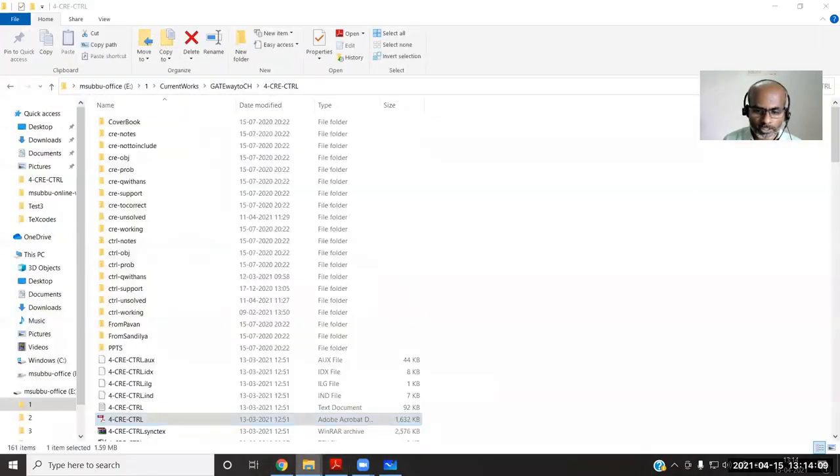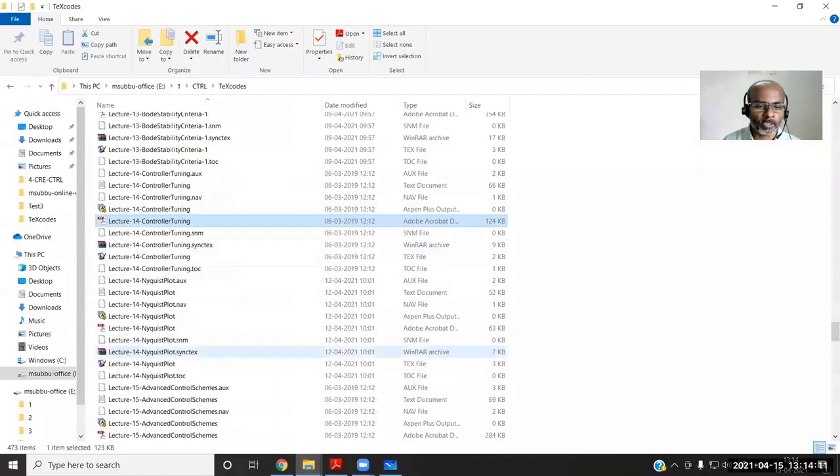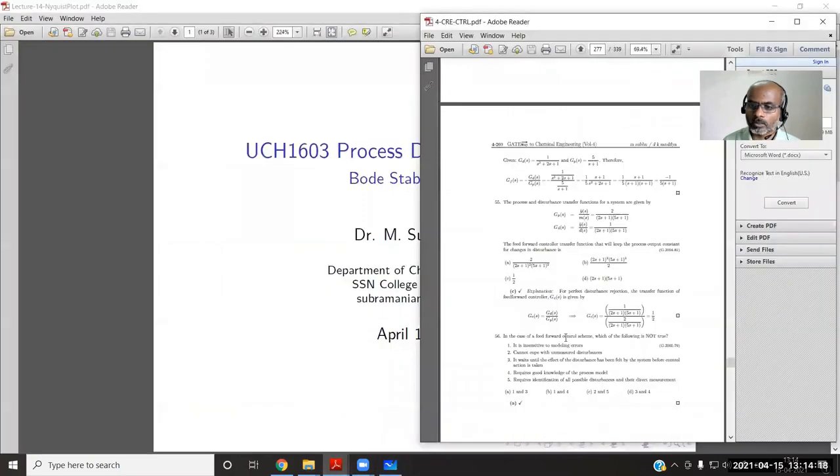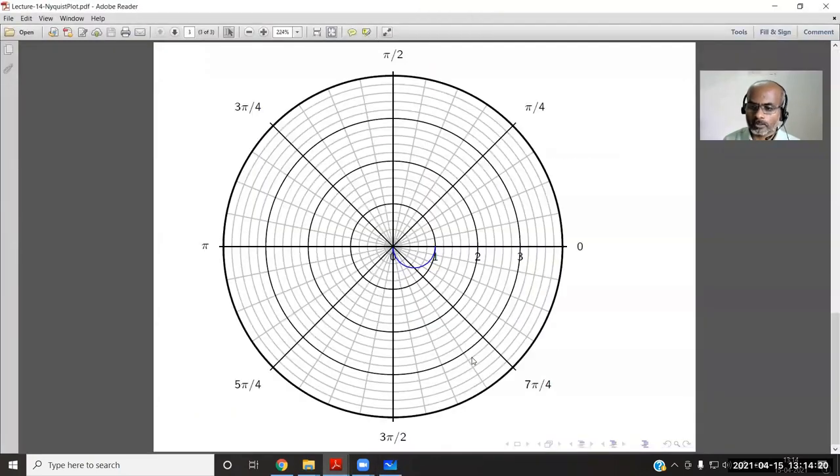That is, we are referring to the Nyquist plot. I will plot just one to show you. Yes, so this is a Nyquist plot representation for the first order system. This is how the polar plot will look.